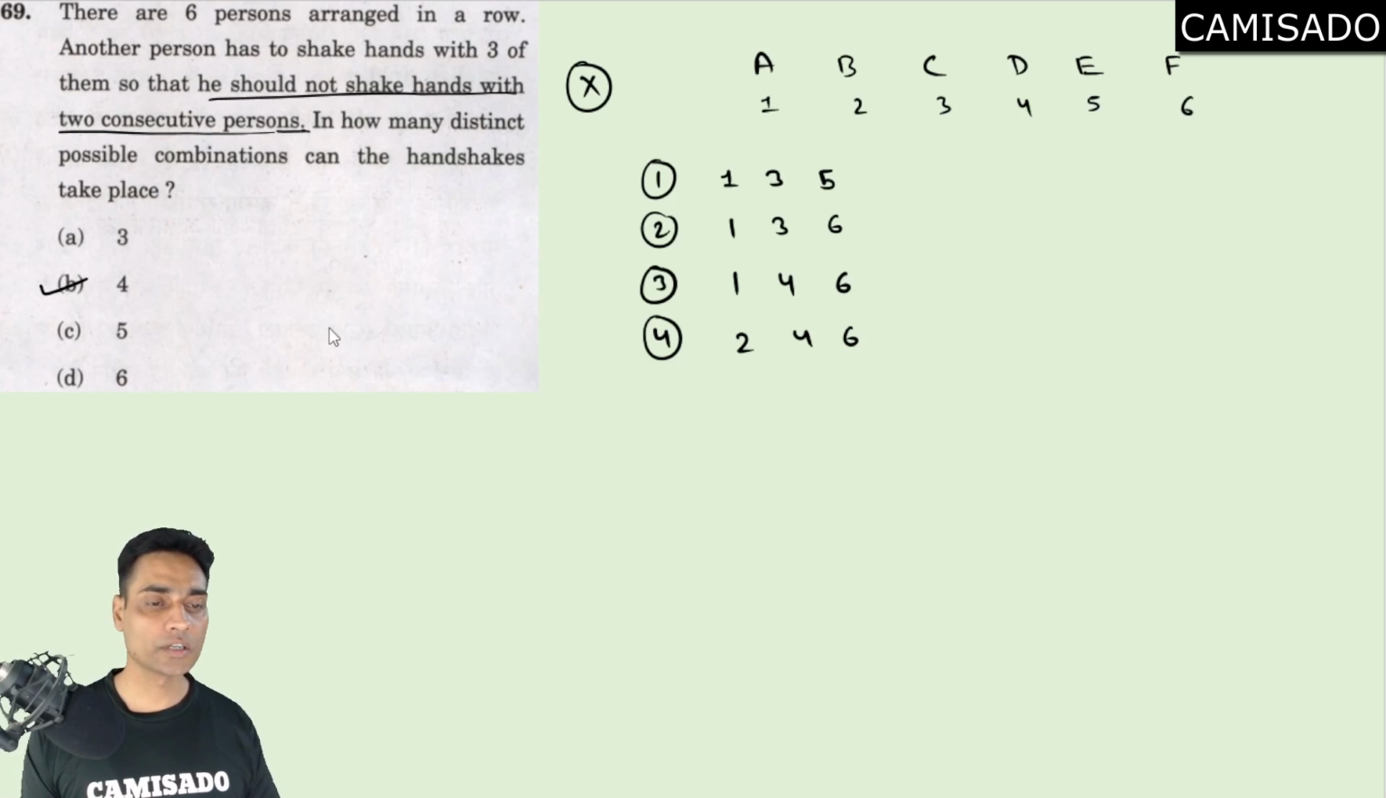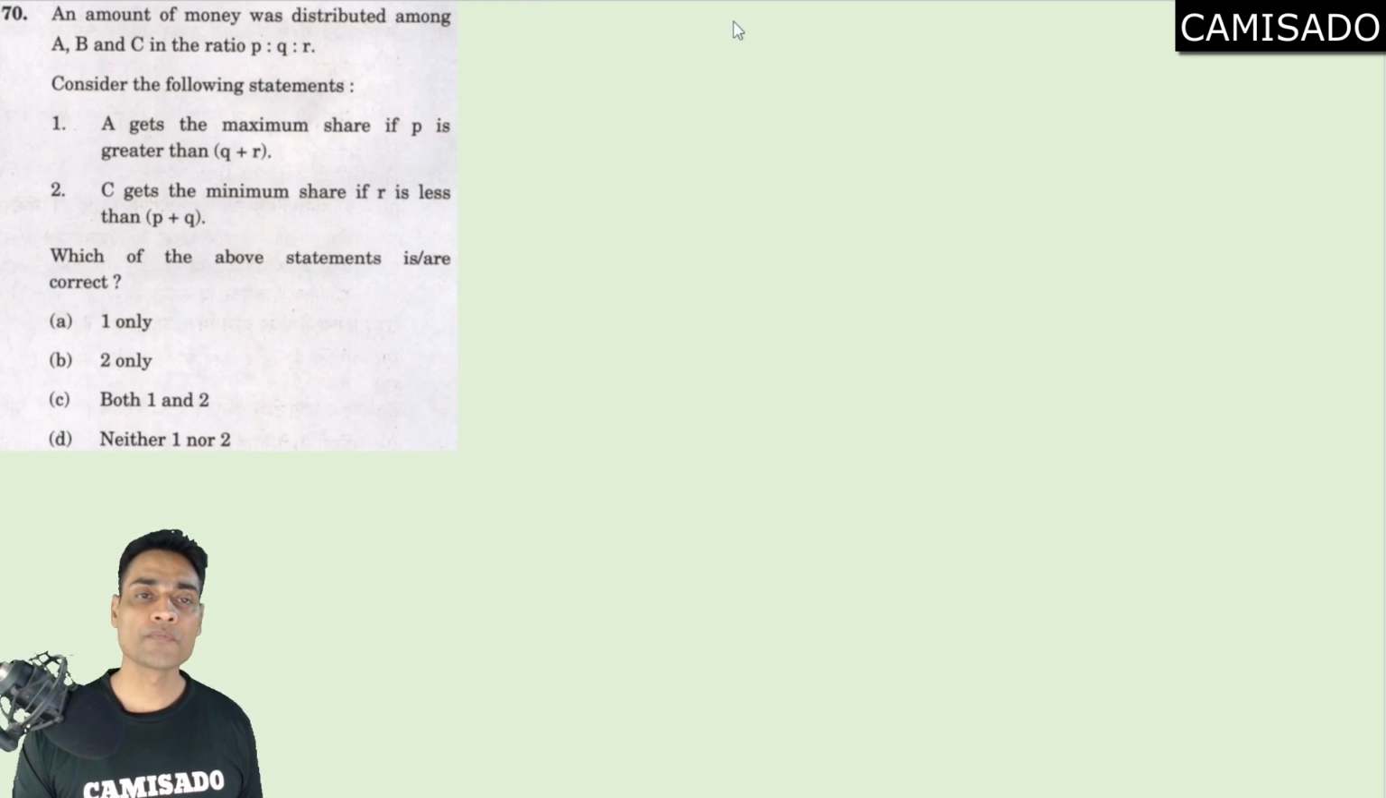Now coming to the next question. An amount of money was distributed among A, B and C in the ratio P is to Q is to R.